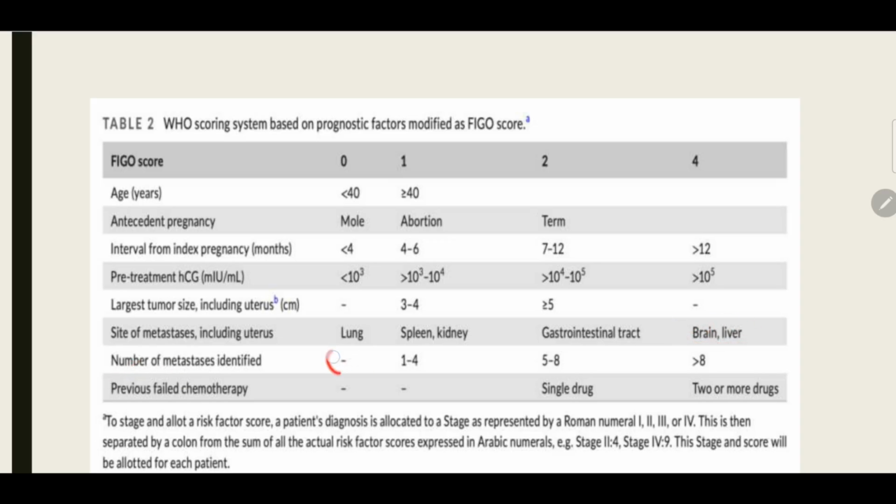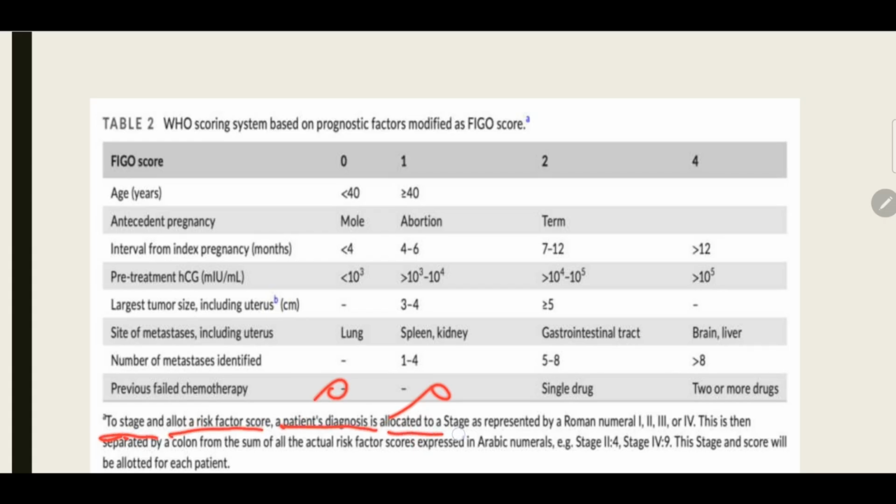Number of metastases identified. 1 to 4 metastases, score 1. 5 to 8 metastases, score 2. More than 8 metastases, score 4. Previous failed chemotherapy. Single drug failed, then score 2. 2 or more drugs failed, then score 4 is to give. To stage and allot a risk factor score.